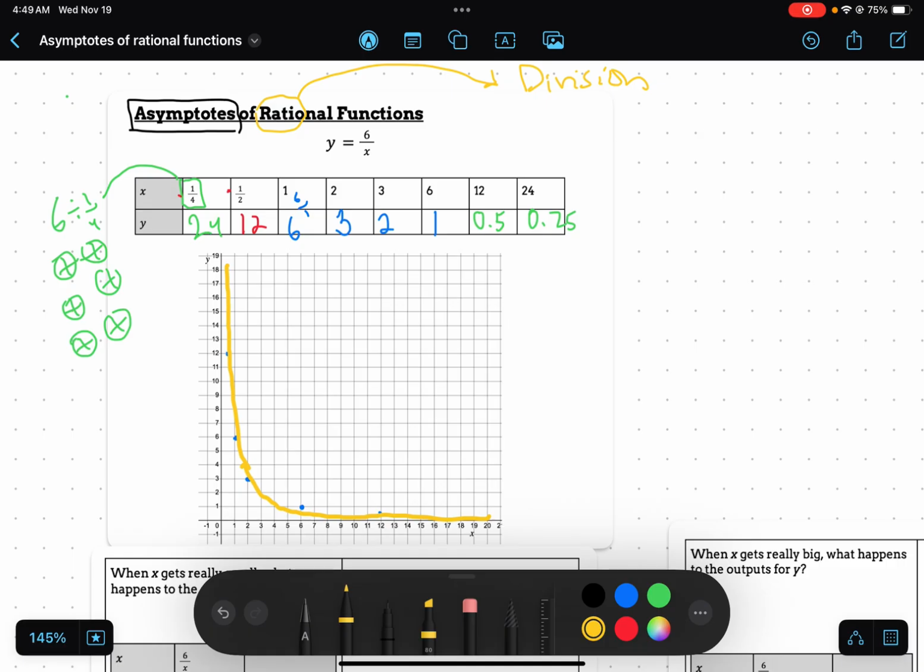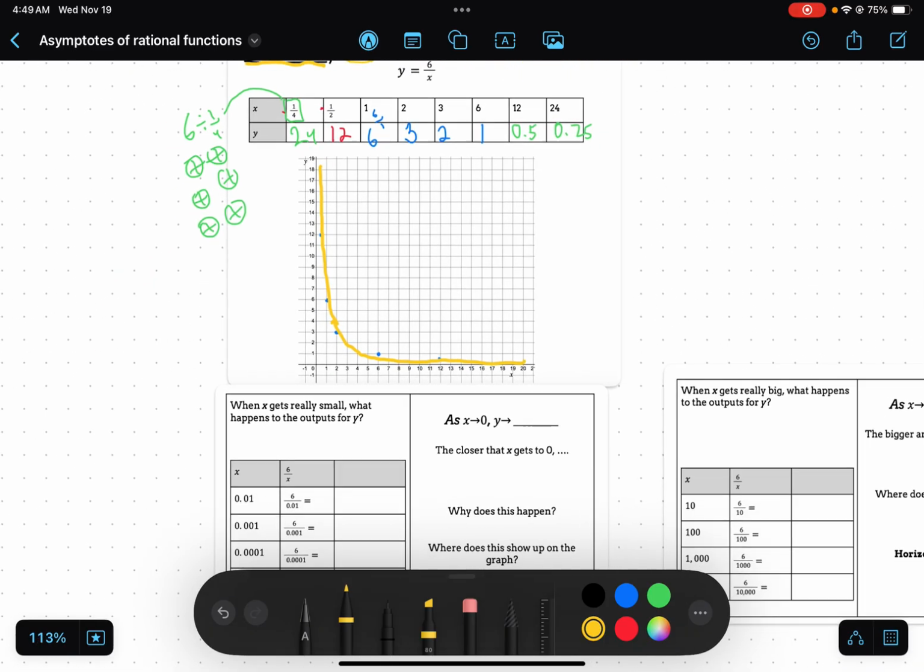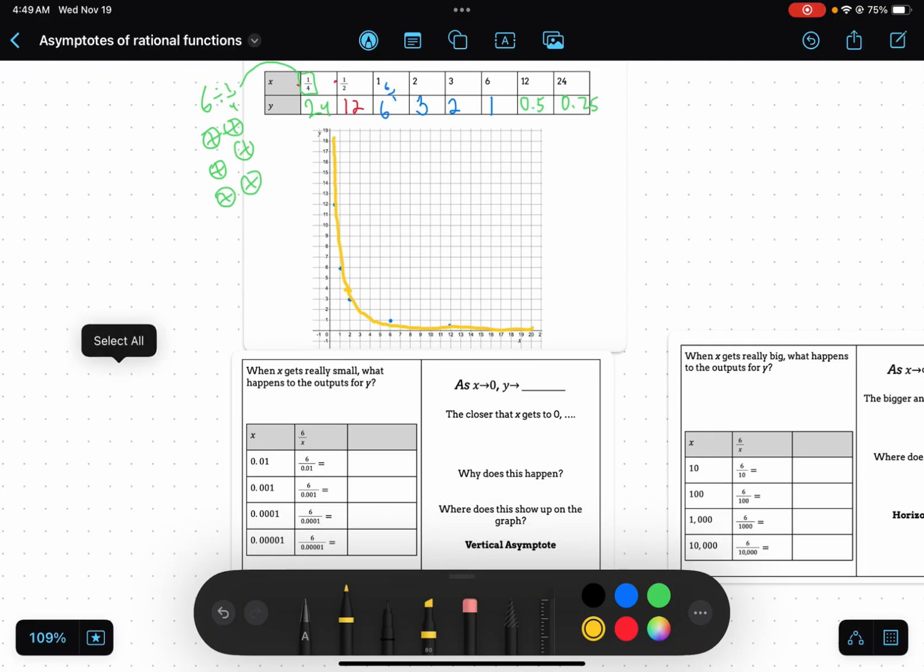Okay, so this graph has something called asymptotes, which we're going to learn what that means and how to understand them on the graph. First we're going to talk about what happens when x gets really small.